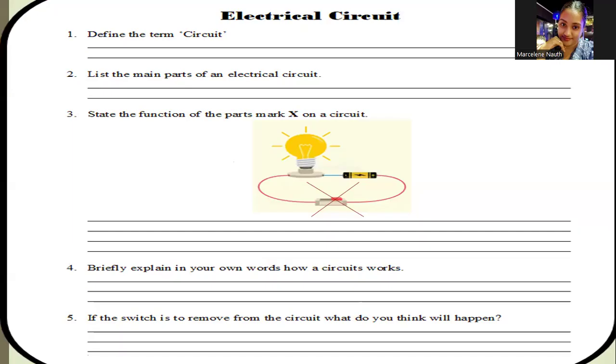Number one is asking you to define the term circuit. Number two, list the main parts of an electrical circuit. Number three is saying state the function of the part, mark X on the circuit. Number four, briefly explain in your own words how a circuit works. Number five, if the switch is to be removed from the circuit, what do you think will happen?